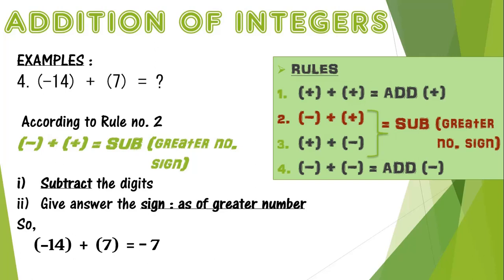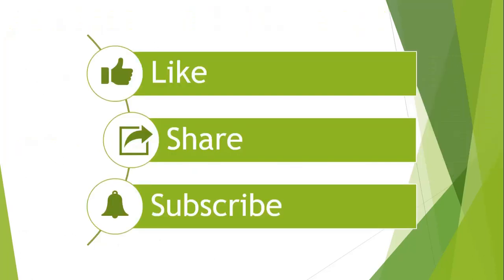So this is how we perform addition of integers, where if you have the same signs, then the answer will also have the same sign. As you can see, rule number 1 and 4 both have the same signs as they have for their answers. But if you have either of the digits with a negative sign, you have to perform subtraction and the sign will be of the greater number, depending on your examples.